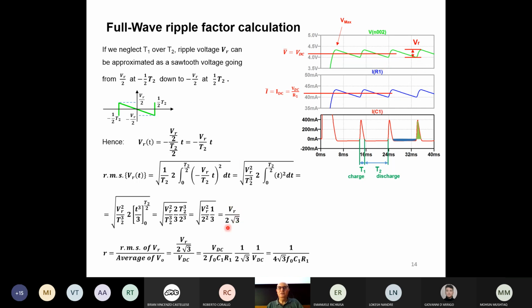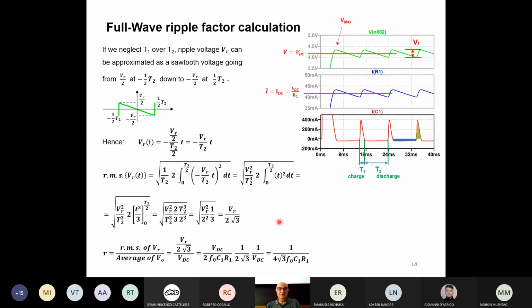VR divided by 2 times square root of 3. This is the average of the area of the square of the voltage. Because we took just the average, and then we calculated the square root of everything. This is the equivalent of the effective voltage. Basically, the definition of effective voltage is this one. Instead of calculating it for a sinusoidal voltage, we are calculating it for a sawtooth.